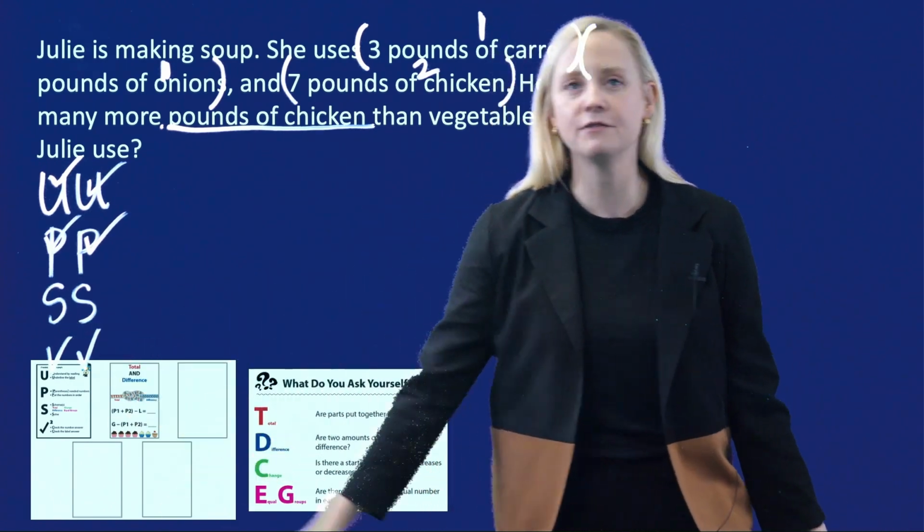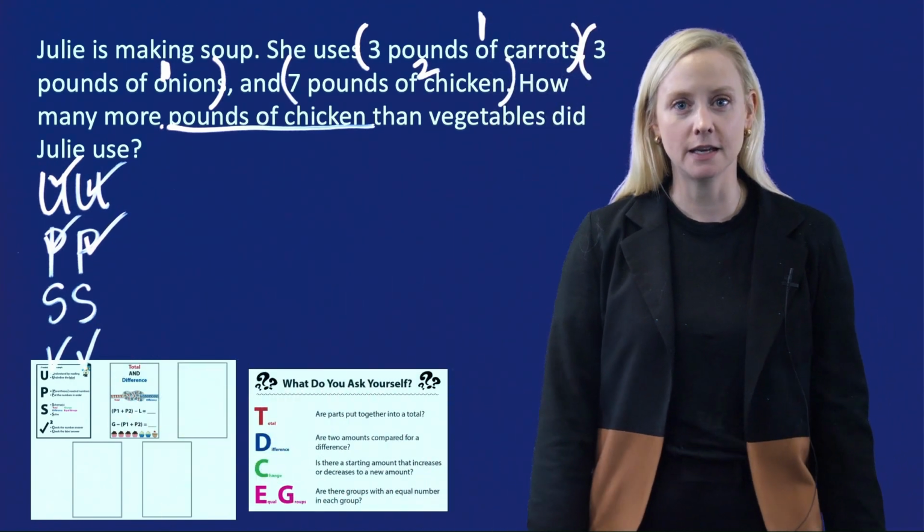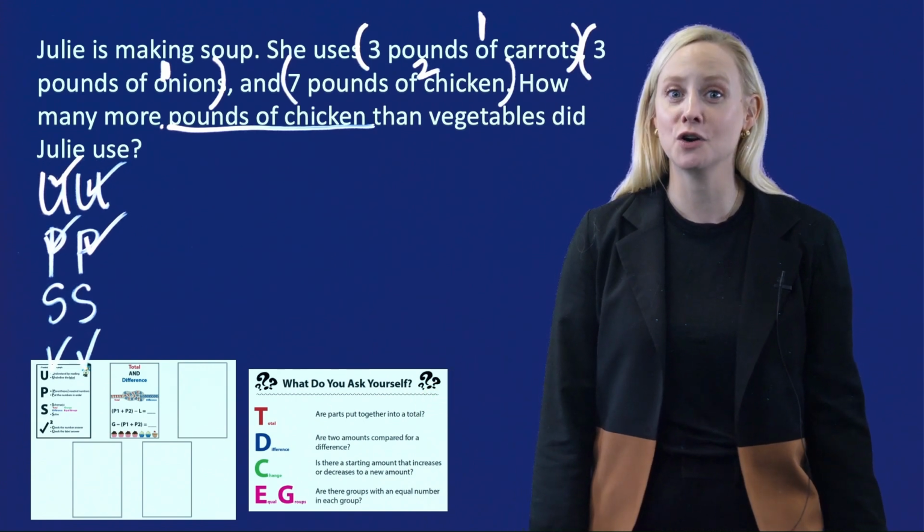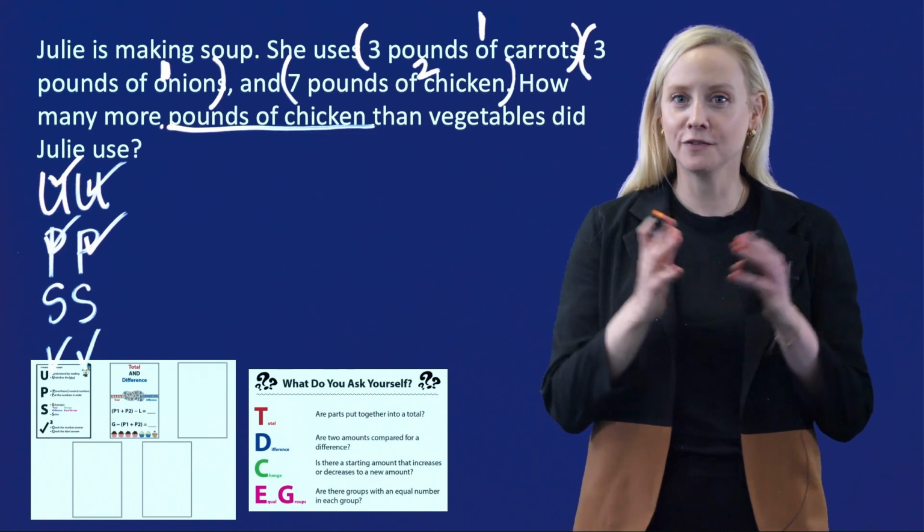Now I can move to my first S, which stands for schemas. So I always want to look at my what do you ask yourself poster and ask our questions. Are parts put together for a total?